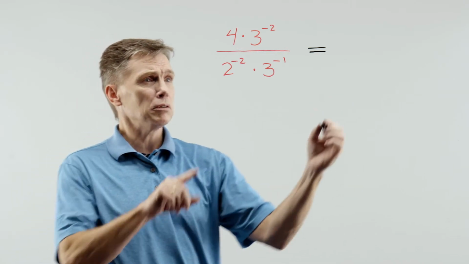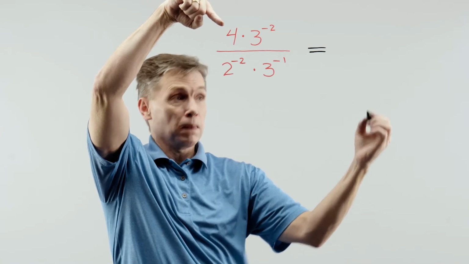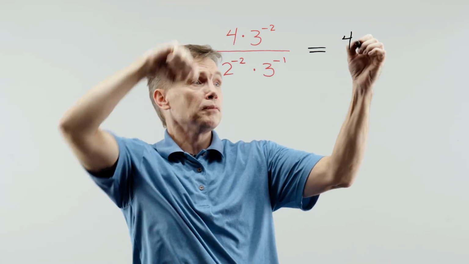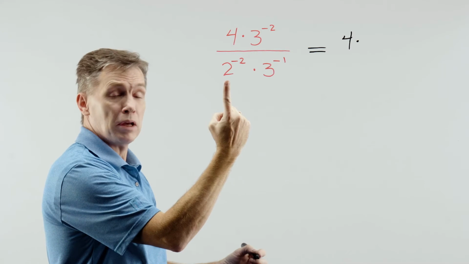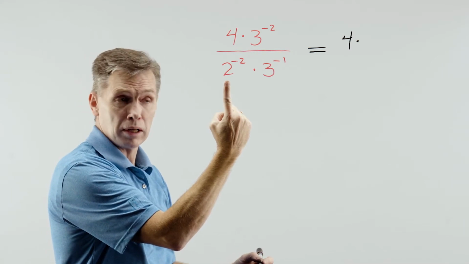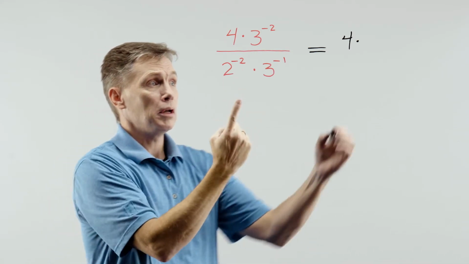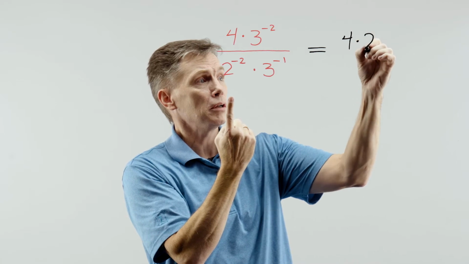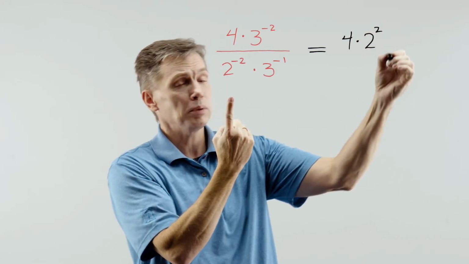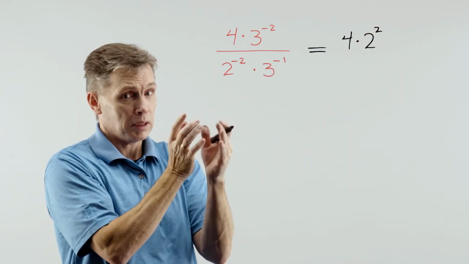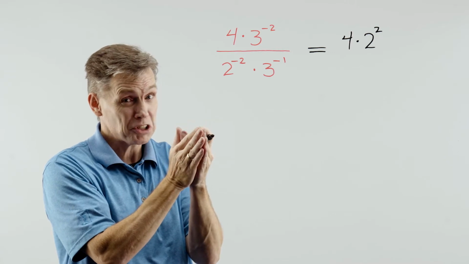So I'm going to rewrite this. 4 stays there in the numerator, times, as I mentioned, this 2 that's in the denominator raised to the negative 2 power can be written in the numerator as 2 to the positive 2 power. I keep going, but I've got to caution you on this.